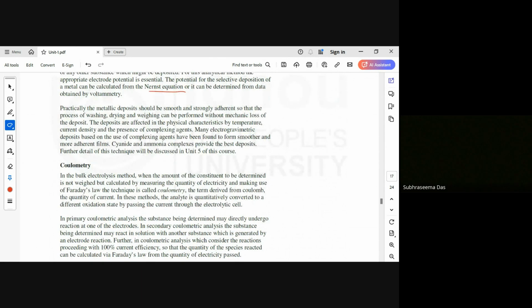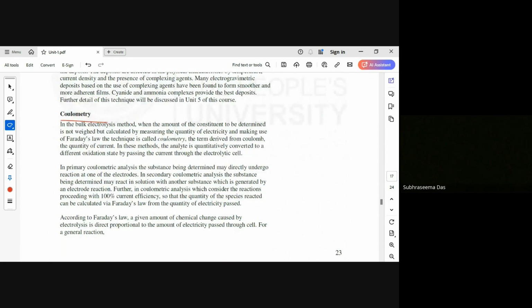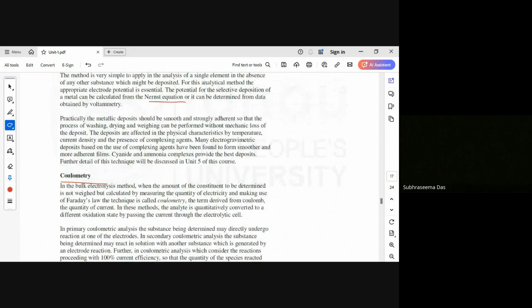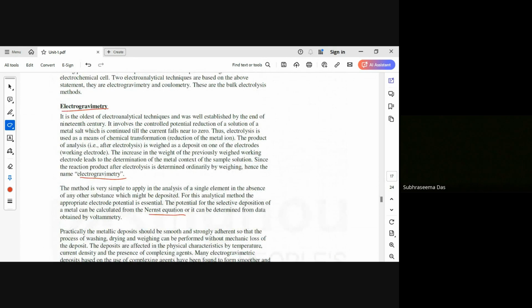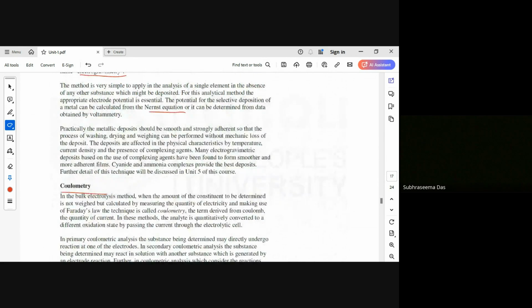Now, based on the bulk electrolysis method, we have one more method called coulometry. It is also a bulk process. It is not a surface phenomenon. It is a bulk electrolysis method where the amount of the constituent to be determined is calculated by measuring the quantity of electricity that passes through the solution. In electrogravimetry, we measure the weight of the sample before and after the electrolysis process.